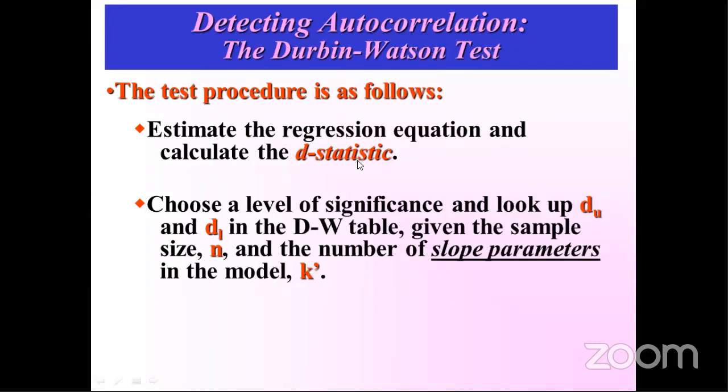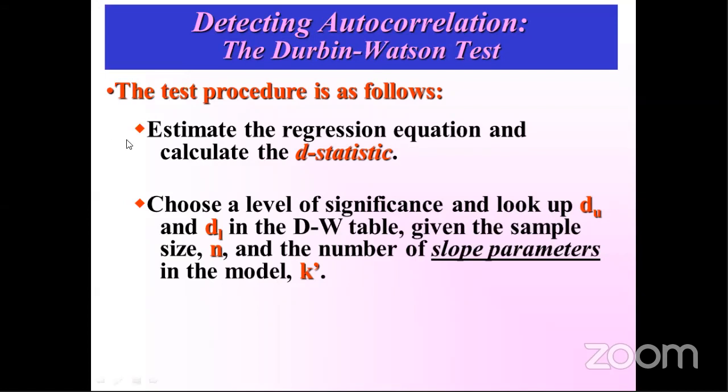That is, D is equal to the sum of the terms in the bracket, u_t hat, and so on. So first you have to estimate your regression equation, then calculate the Durbin-Watson D statistic from that, then choose the level of significance. That is one of the important points we need to test any hypothesis: whether you are testing your hypothesis of no autocorrelation at the 1%, 5%, or 10% level. So choose a level of significance, and then look up the Durbin-Watson table for DU and DL.